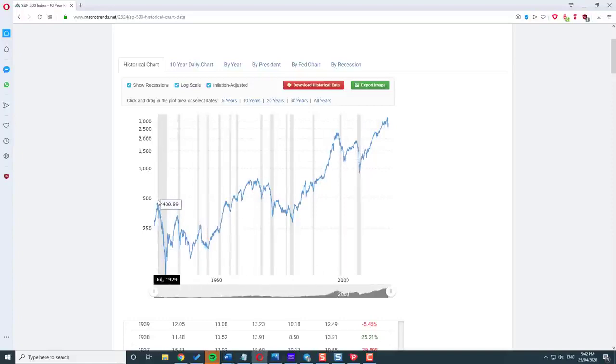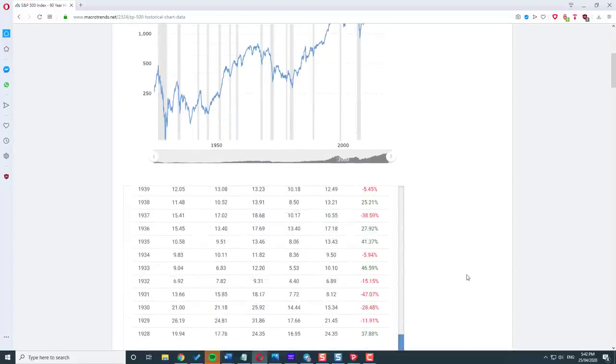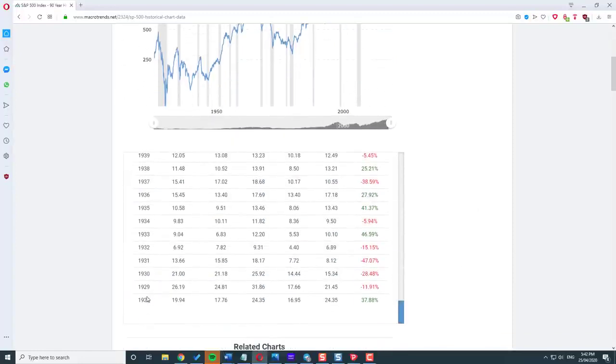And of course, the one that everyone's trying to figure out whether this is a similar situation is the 1929 crash, which was very historic. I've actually got some numbers down here for 1929. We can see the year coming into 1929, 37.88% was the gain on the index for that year.